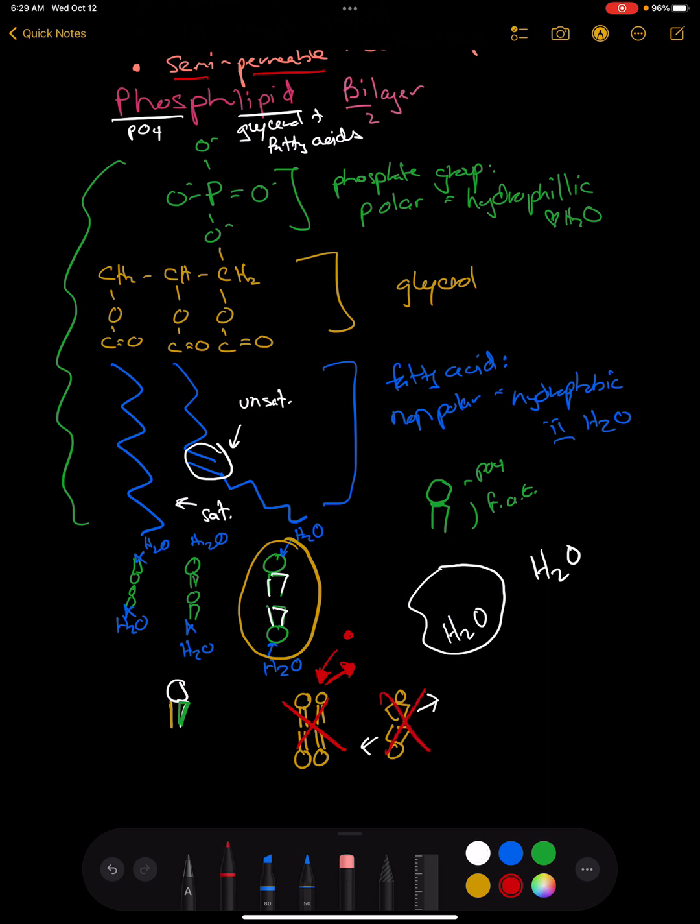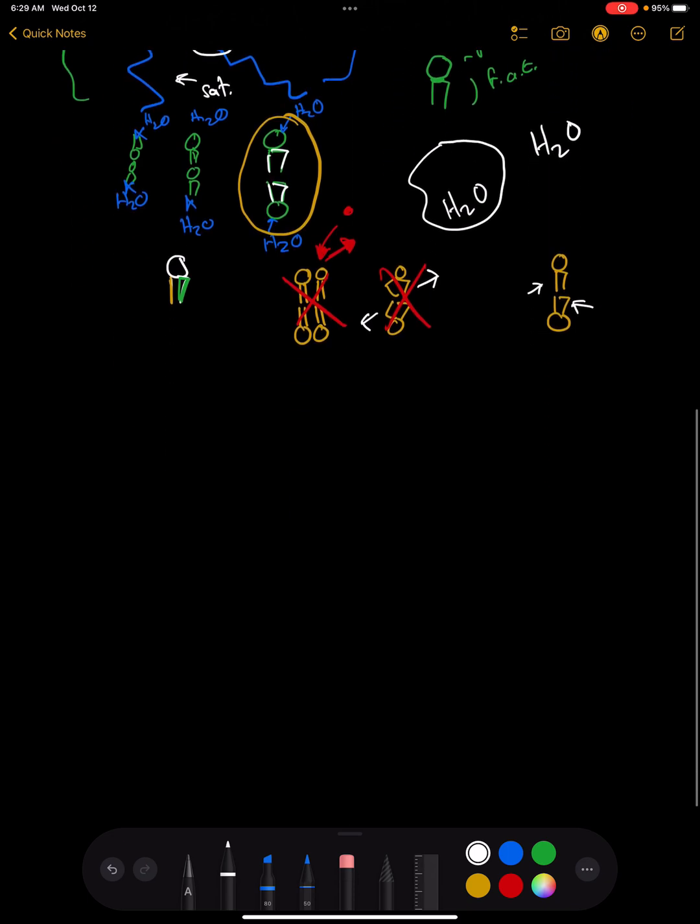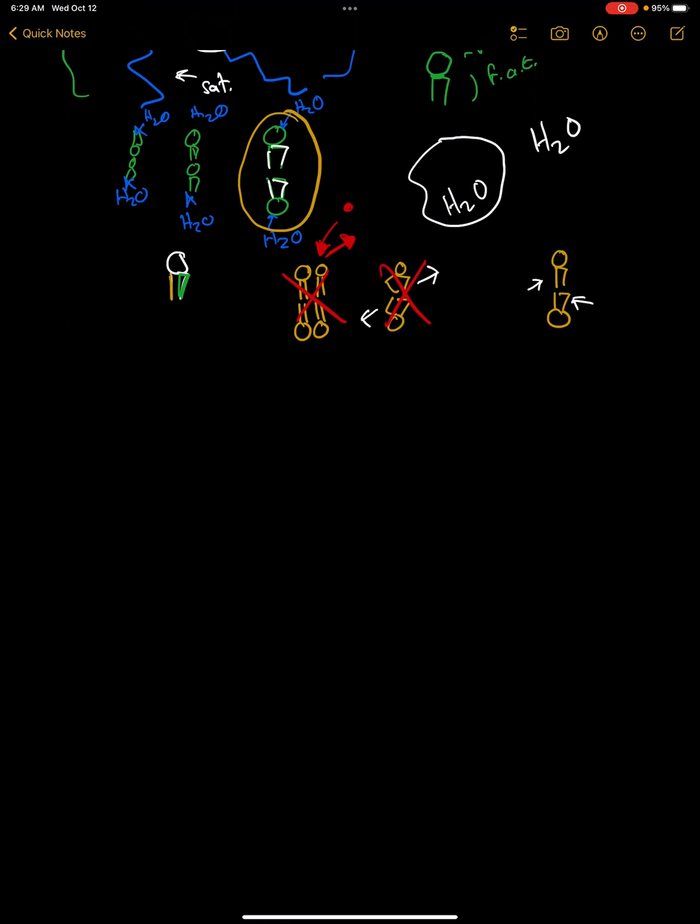So I can't have that, which is why I have to have a straight and a kinked tail, or a saturated and unsaturated, because this straight tail is going to give me some structure, and then that kinked tail is going to give me flexibility. All right, so now we can actually start drawing our cell membrane, because we have other pieces in there too. So here's some phospholipids. We'll do 3 of them. Okay, here's some phospholipids.